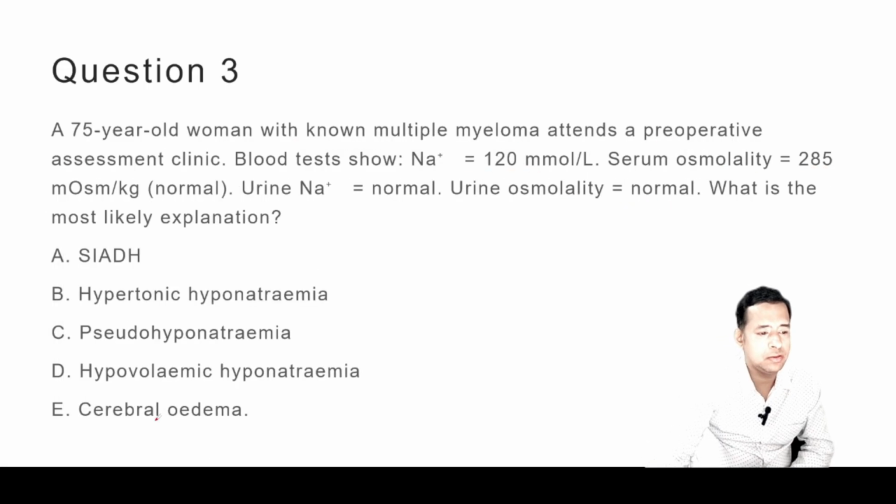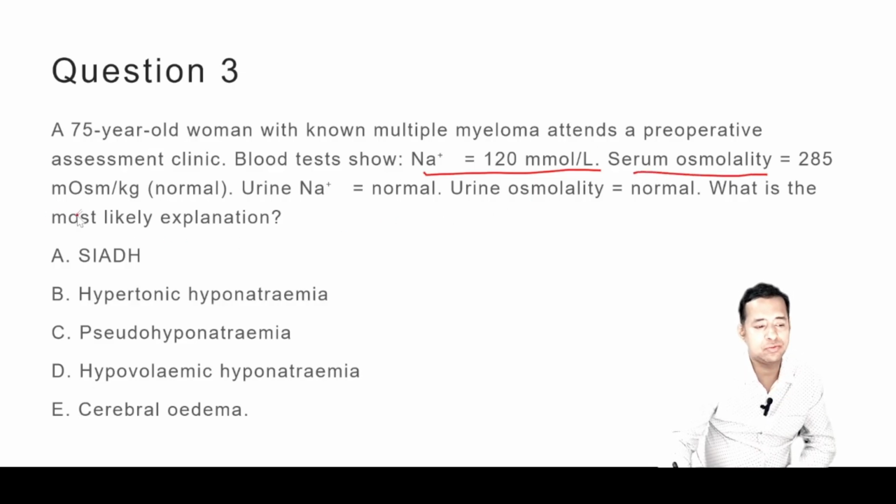A 75-year-old woman with known multiple myeloma attends a preoperative assessment clinic, and blood tests show serum sodium is 120 millimole and serum osmolality is 285. Remember, 275 to 295 is the normal range, which is what you see in pseudohyponatremia, and here you have 285. This itself is a clue, and it is associated with multiple myeloma.